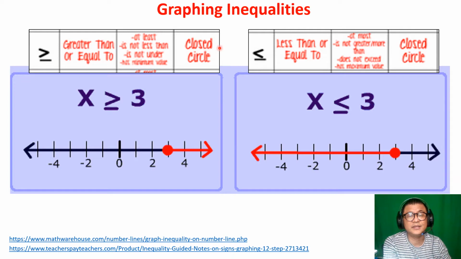Now, when is our graph a closed circle like this, shaded closed circle? See that? Closed circle shaded only when you see the equal sign below. Greater than or equal, it goes to the right, closed. Less than or equal, it goes to the left, closed. Remember that.